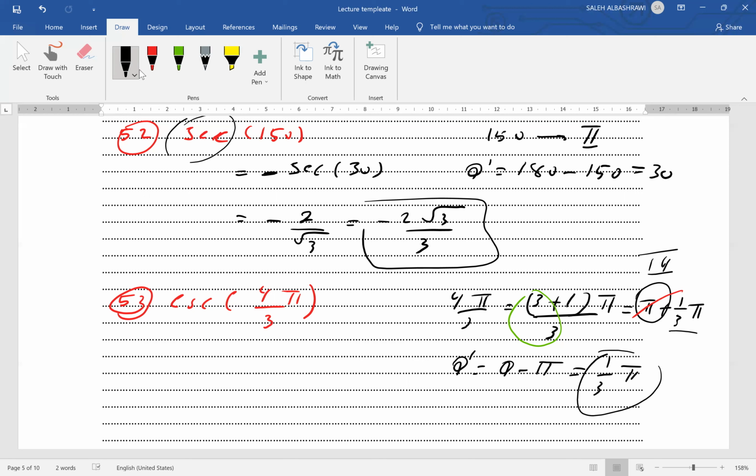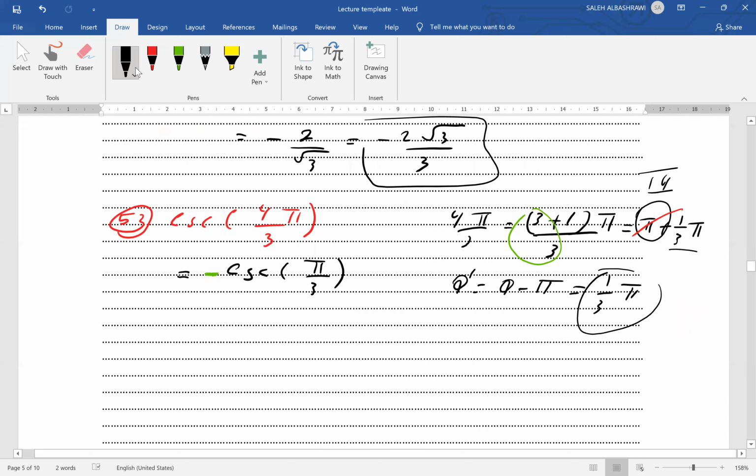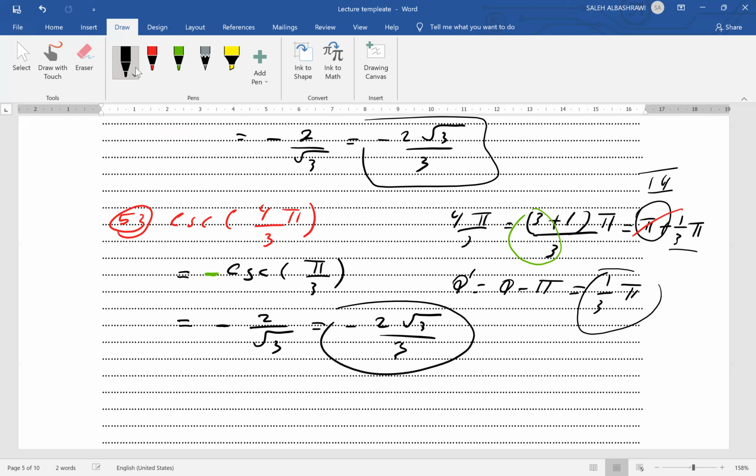So cosecant is equal to cosecant of 1/3 pi, or pi over 3. But cosecant in the third quadrant is negative, so we have to write a negative sign. It is minus cosecant pi over 3, which is equal to minus 2 over square root of 3, or minus 2 square root of 3 over 3. Pi over 3 is equal to 60 in degrees. It is one of the special angles. And cosecant is minus 2 square root of 3 divided by 3.